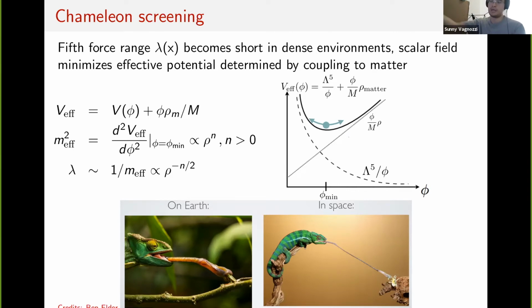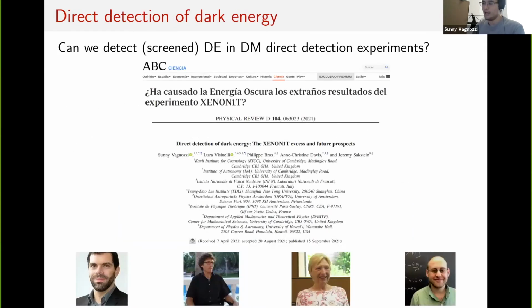And the next question becomes, can we actually detect screened dark energy on Earth? And this is the question we ask in this recent paper. We ask ourselves, we have these big experiments which are trying to directly detect dark matter. Can we use them to detect dark energy instead? So this was done with my colleagues in Frascati, Paris, Cambridge, and Hawaii. And it was actually covered in many newspapers throughout the world, including in Spain. So let me show you how this works.